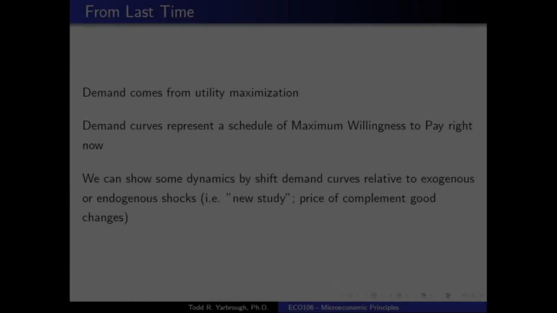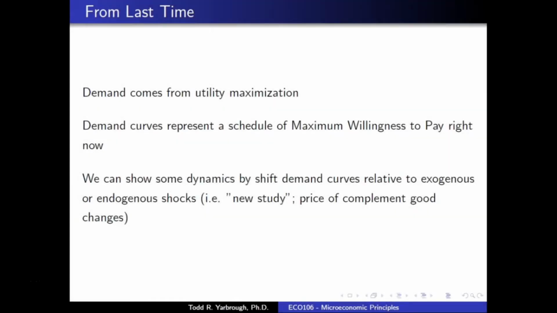Right, so previously we established that the demand curve, or market demand, comes from individual consumers maximizing utility. So all that stuff we've been learning for the last couple of weeks feeds into this idea of the market demand curve. And the demand curve itself represents maximum willingness to pay. So utility maximization establishes what we're willing to pay for products, and what we're willing to pay for products establishes that market demand curve.